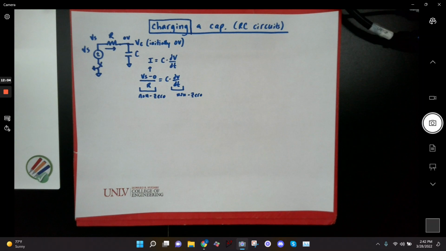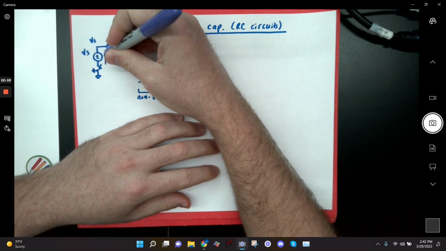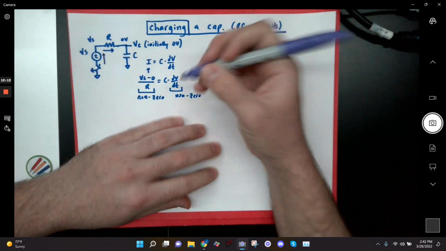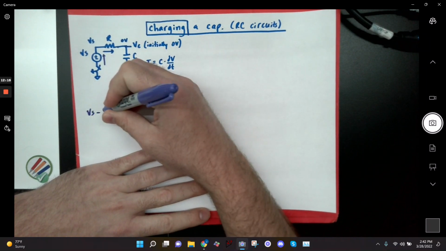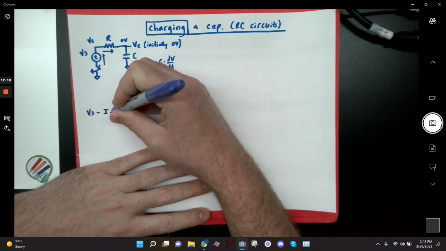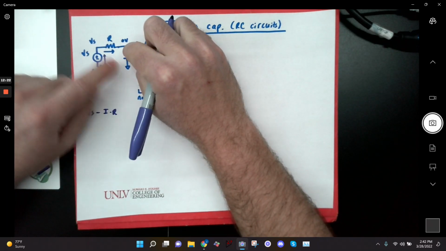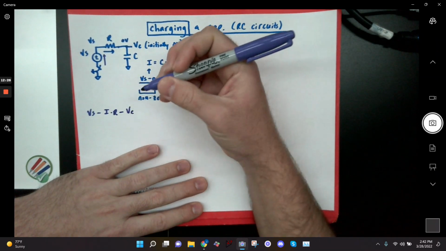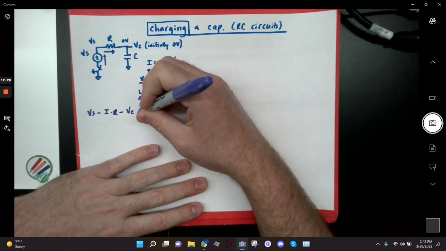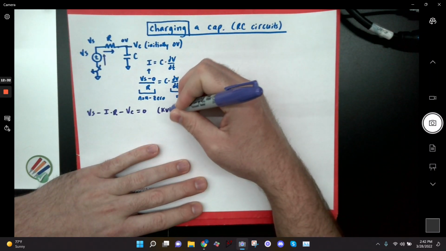But the first step is to do a KVL around this loop right here. So if I'm doing a KVL, I'm going to start here and I'm going to go this way. So I'm going to say Vs, minus I times R, my drop across this resistor, and then minus my drop across the capacitor, which is Vc, equals 0. So that's KVL.